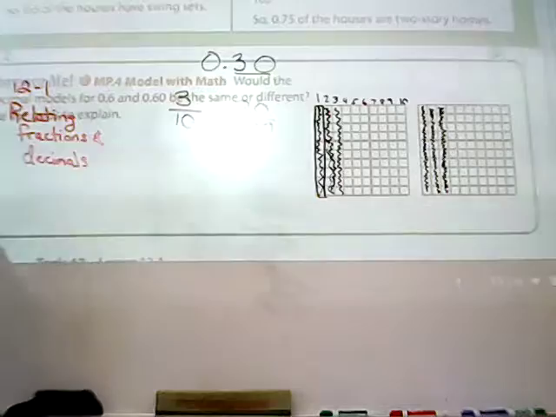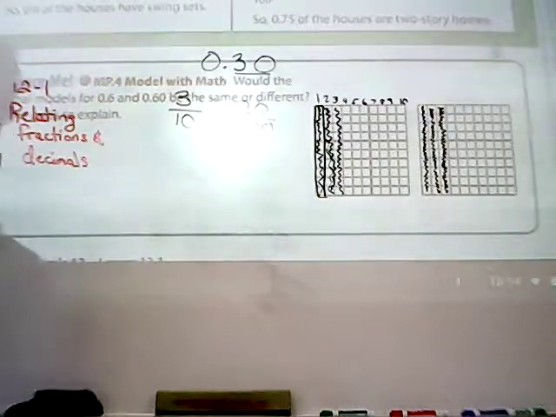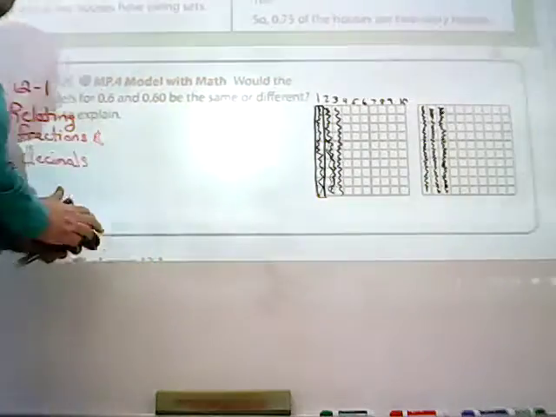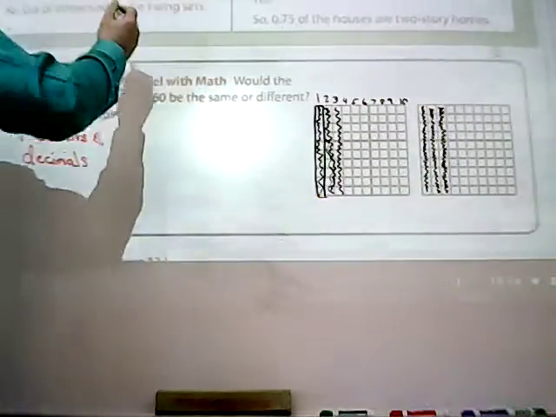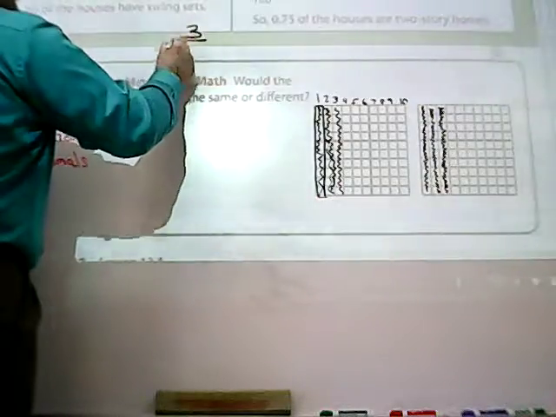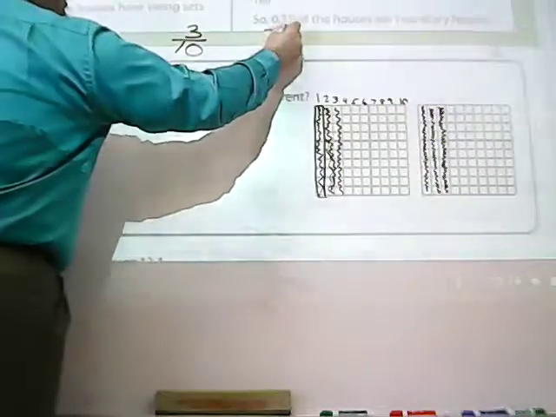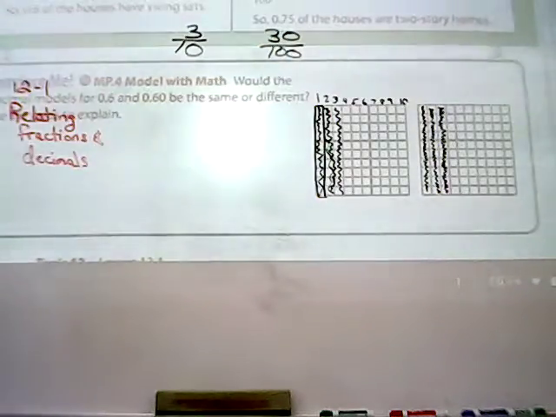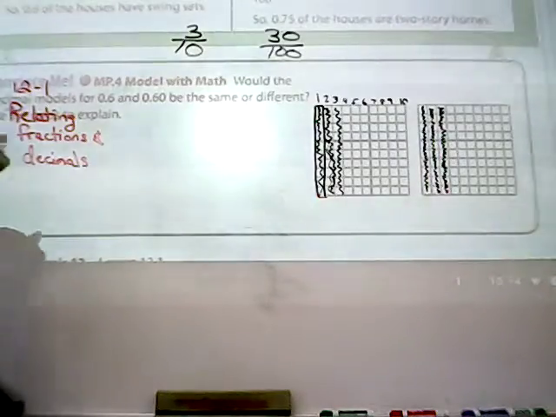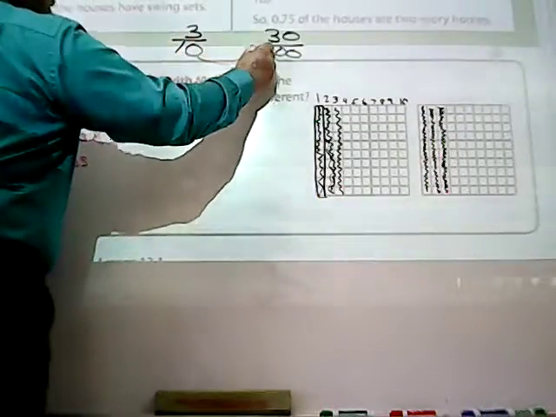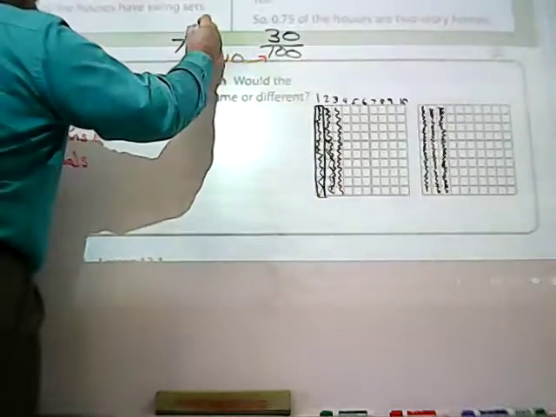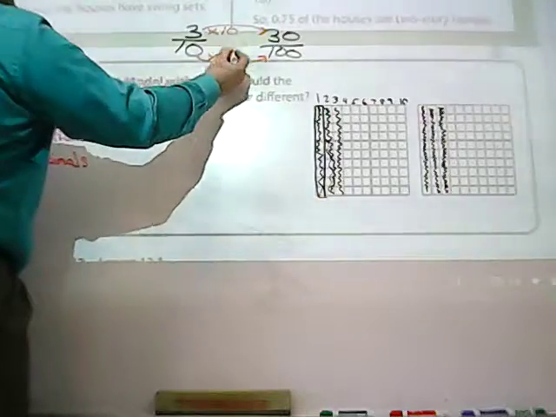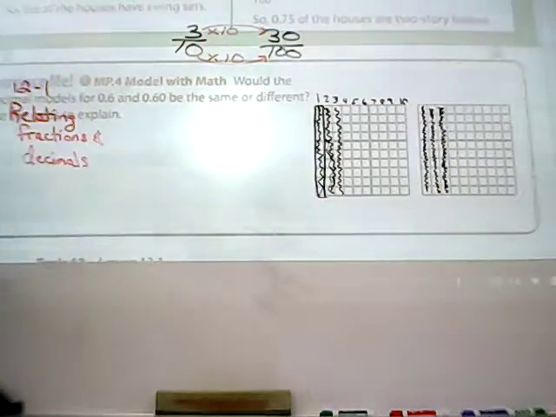100ths. To find an equivalent fraction here, I'm sorry, I keep forgetting that there's that light showing. So 3/10 and 30 100ths. I can find an equivalent fraction. Well, how do I do that? To go from 10 to 100, I multiply by 10. To go from 3 to 30, I do the same thing and multiply by 10, and I have 30 100ths.